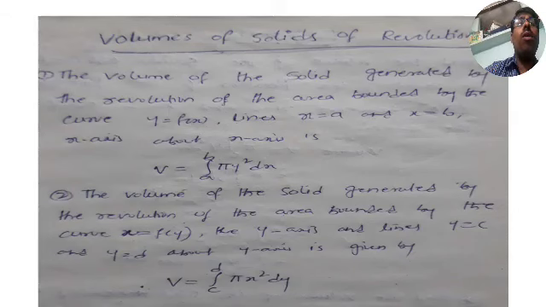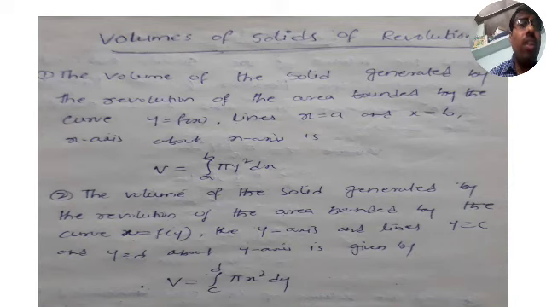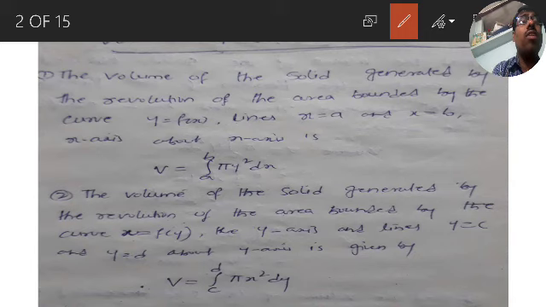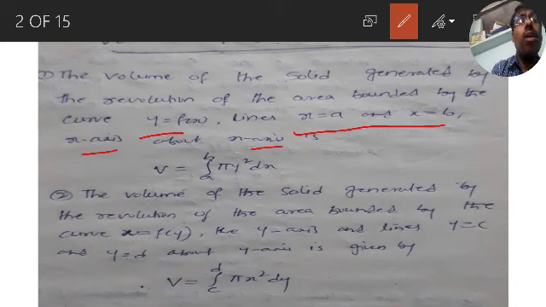So this is a formula. Volumes of solids of revolution. You see the first one. The volume of a solid generated by revolution of the area bounded by the curve. So here we are finding the volume of a solid which is generated. How is it generated? By revolving an area. Which area? The area bounded by the curve, lines x equal to a, x equal to b, and the x axis, about the x axis.